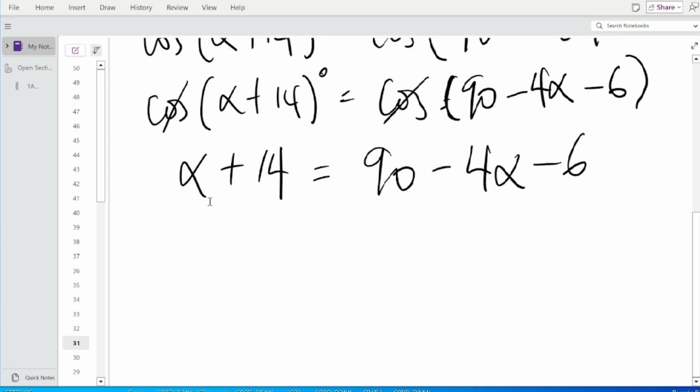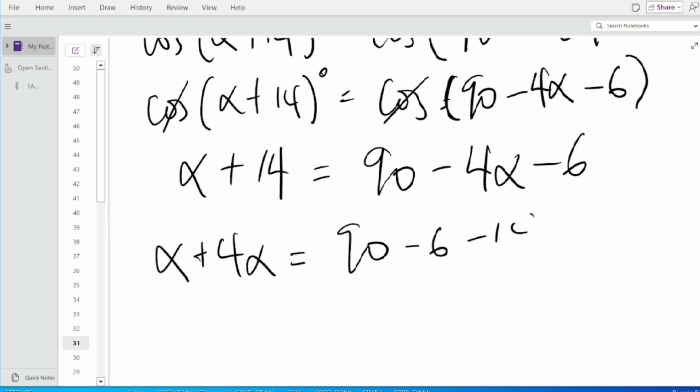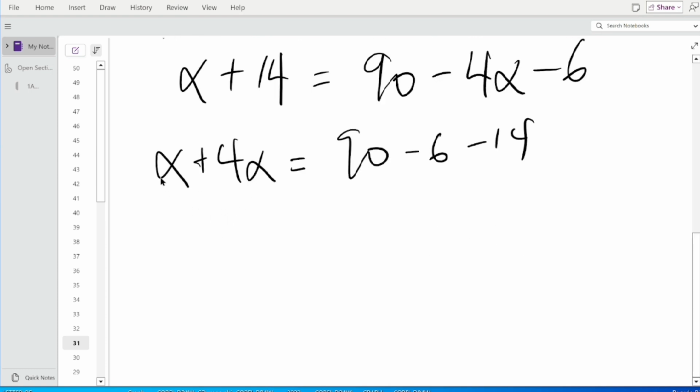We can then collect like terms. We take the minus 4 alpha over the equals sign, then it turns to plus 4 alpha. We take the plus 14 over, it turns to minus 14. So we have alpha plus 4 alpha equals 90 minus 6 minus 14. Alpha plus 4 alpha is like saying 1 alpha plus 4 alpha, like 1x plus 4x will give you 5x, or 5 alpha in this case.